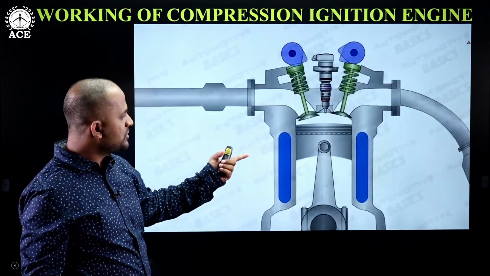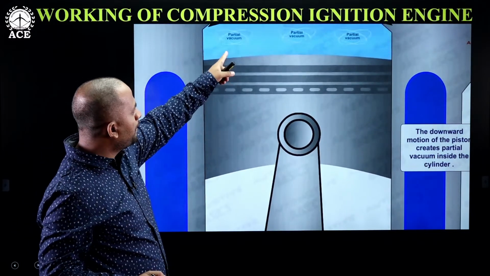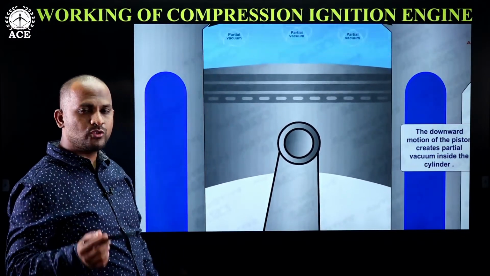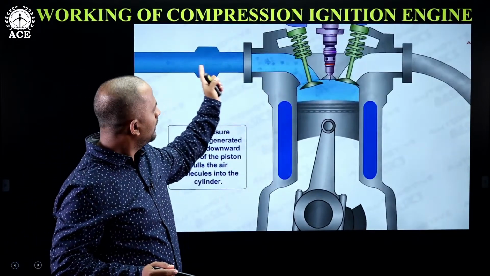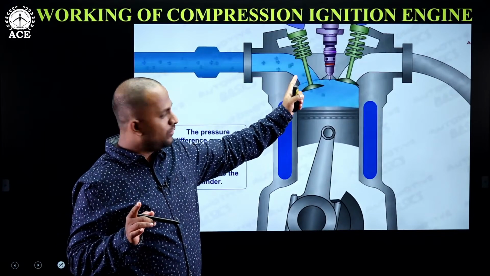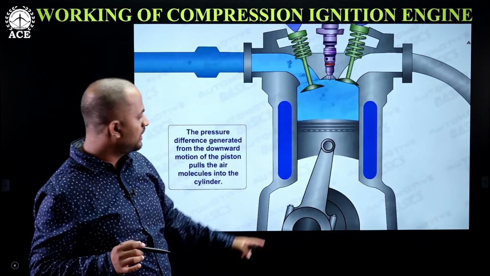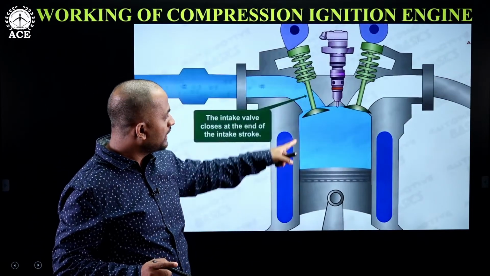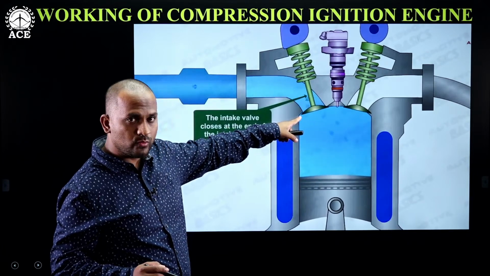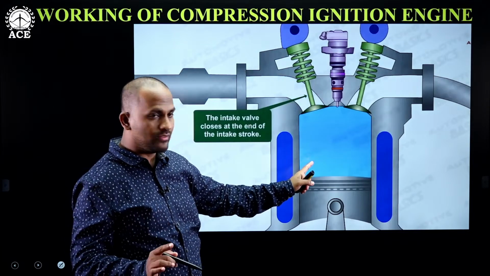Now when the piston moves towards the BDC, a partial vacuum is created, which causes low pressure, and when the intake valve opens, only air enters the cylinder. When the piston reaches the BDC point, the inlet valve is closed, and the cylinder is filled with fresh air.